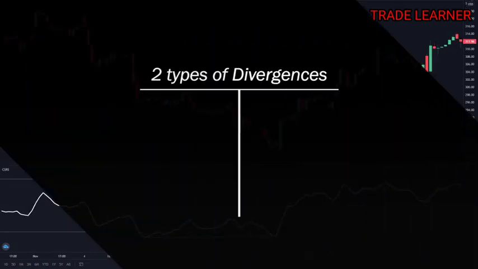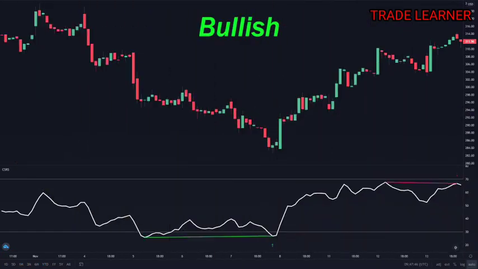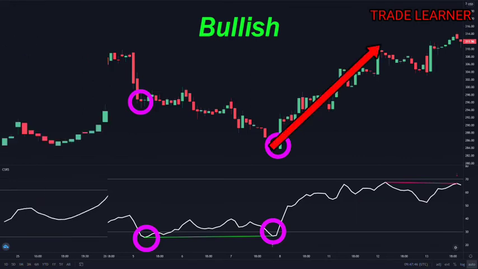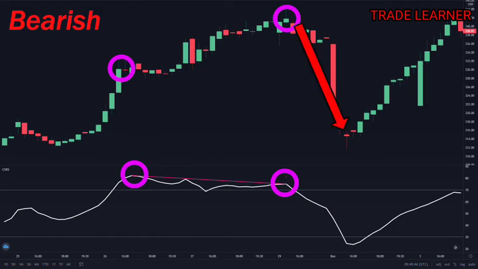There are two types of divergences, a bullish and a bearish divergence. So a bullish divergence is when the price is forming lower lows but the RSI is forming higher highs instead. This signals that the price is going to reverse to the bullish side. A bearish divergence, however, is the opposite. When the price is forming higher highs but the RSI does not agree with the direction of the price and instead forms lower lows, this signals that the price is going to reverse to the bearish side.